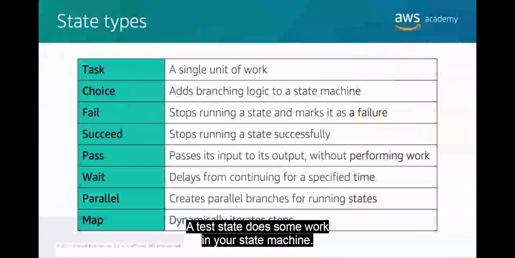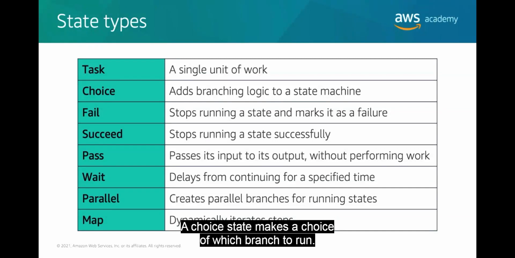A task state does some work in your state machine. A choice state makes a choice of which branch to run. A fail or succeed state stops running a state with a failure or success. A pass state passes its input to its output or injects fixed data.